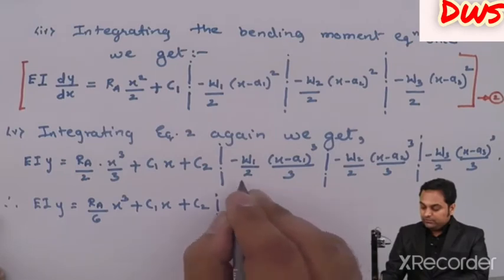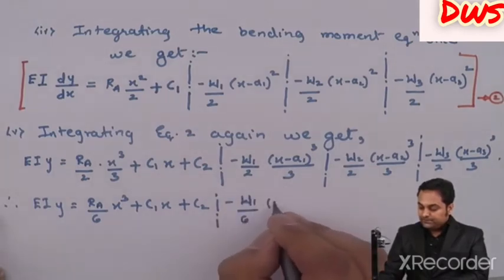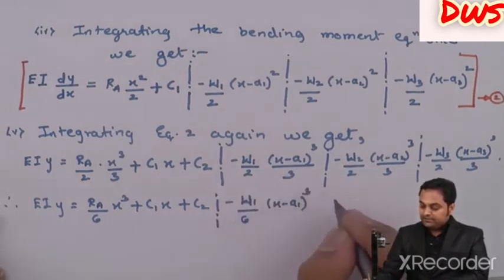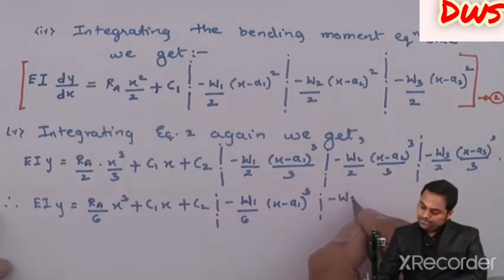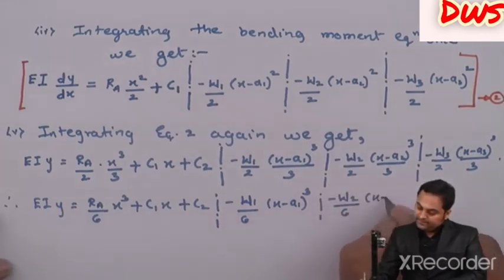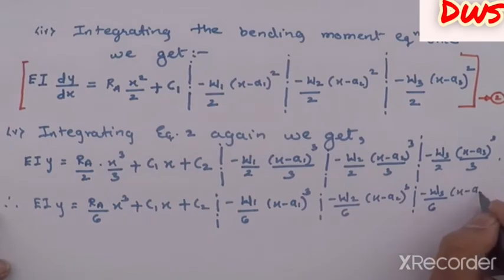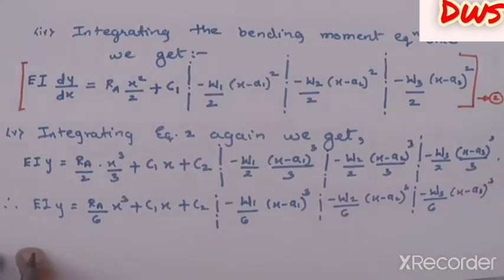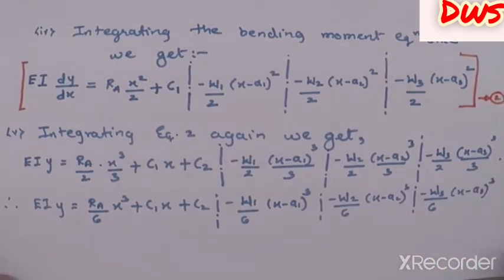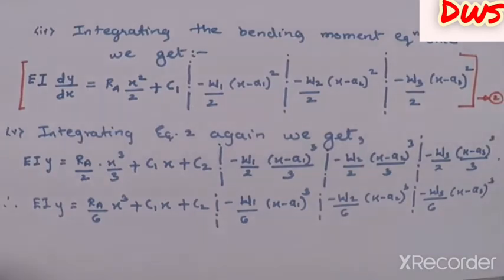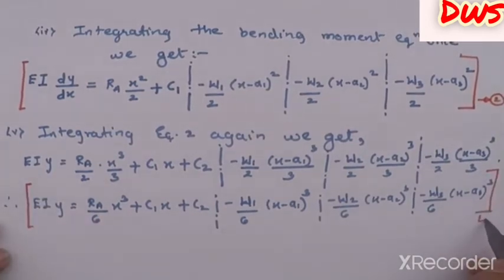minus W1 upon 6 x minus A1 whole cube, similarly W2 by 6 x minus A2 whole cube, minus W3 by 6 x minus A3 whole cube. So now here also we have an equation, I'll call it equation number 3.